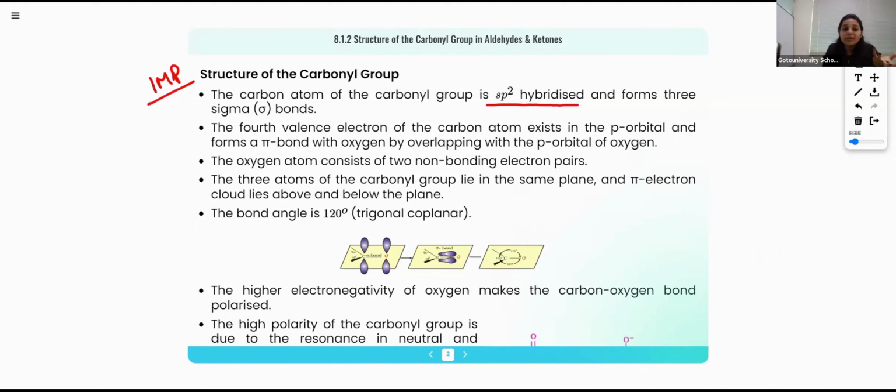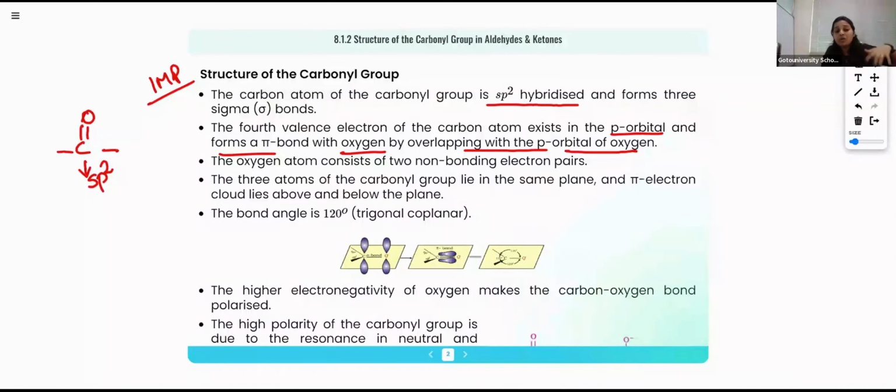So in the case of carbonyl compounds, the carbon has a double bond with oxygen, right? Whatever it may be, aldehyde, ketone or carboxylic acid, it is always doubly bonded to oxygen. So what will be the hybridization of this carbon? It will be sp2 because this carbon contains a double bond. The 4th valence electron of the carbon atom exists in the p orbital and forms a pi bond with oxygen by overlapping with the p orbital of oxygen.